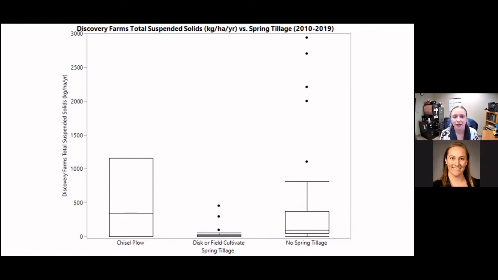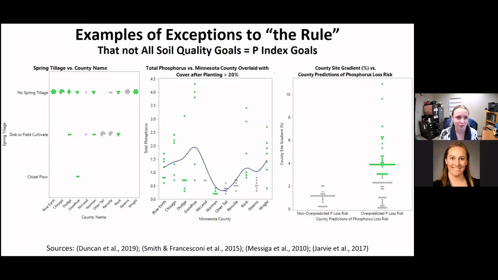No spring tillage has some. It's getting close to that chisel plow amount, but it's not as much. And it's interesting because we have a few outlier points showing above the no spring tillage box and whisker plot there. Those dots are outliers. I think those outliers are kind of neat and interesting because there's some data showing up there for TSS yield for no spring tillage. So we can talk about that here.